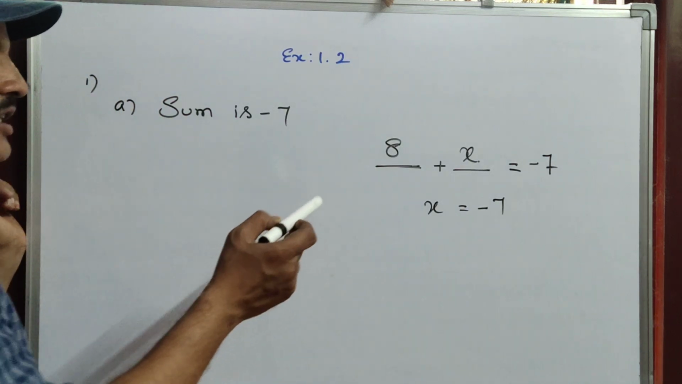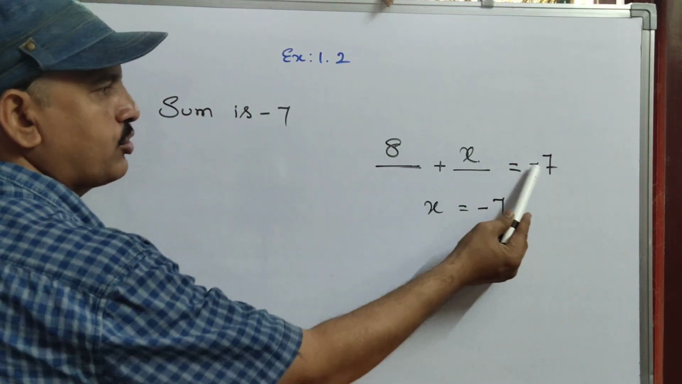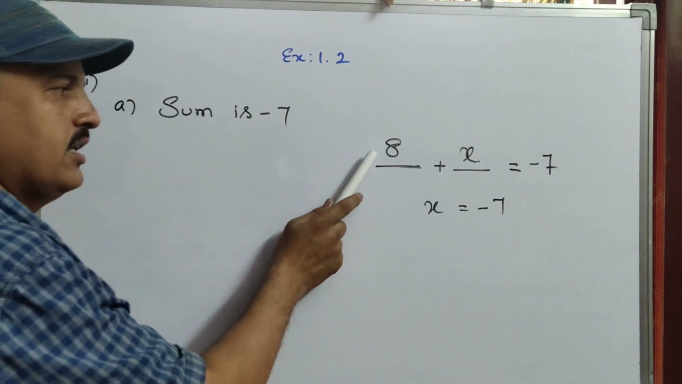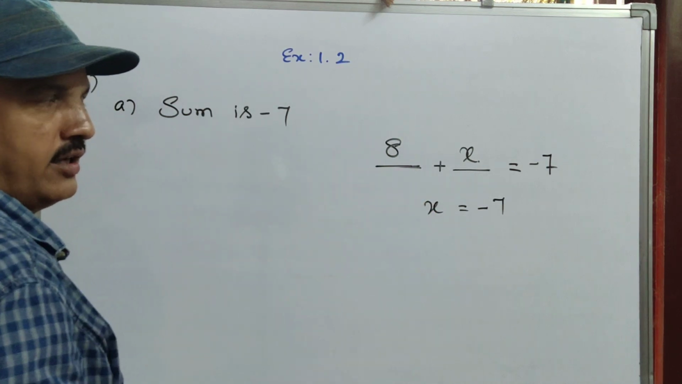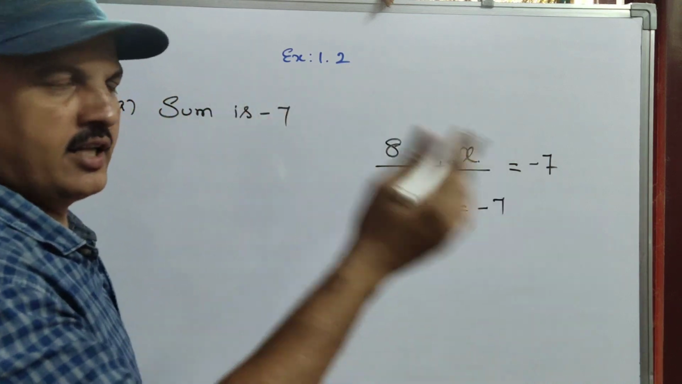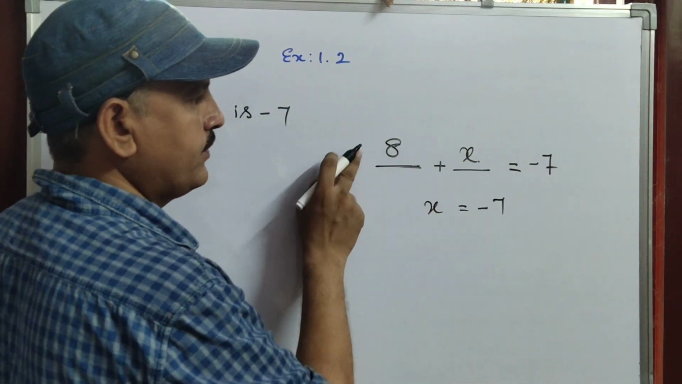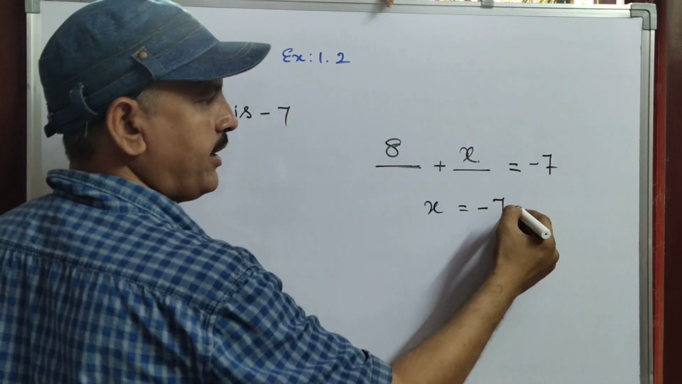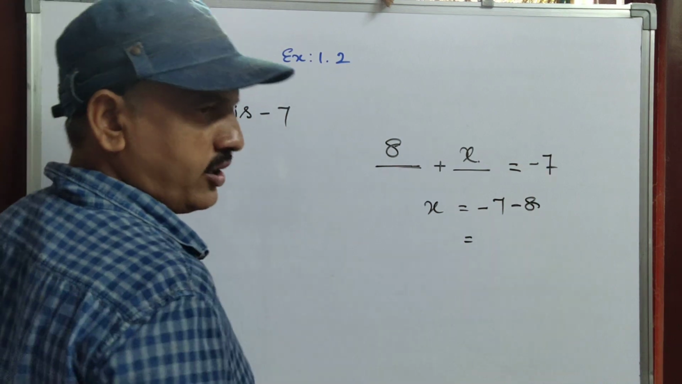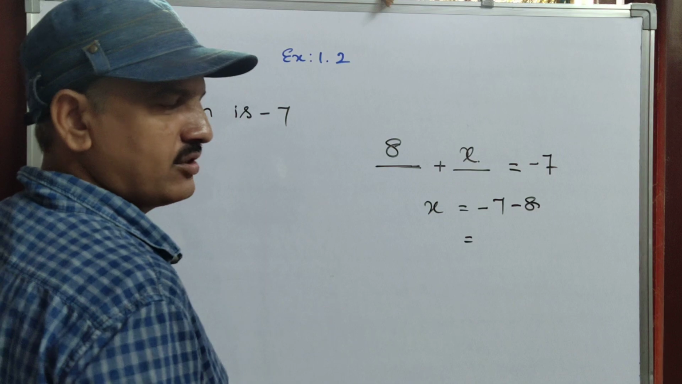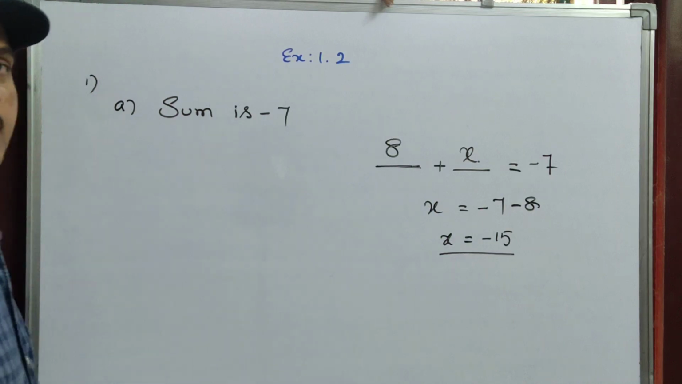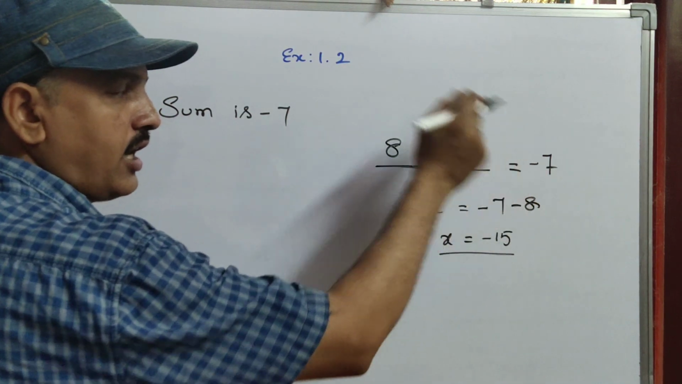See here, as I told you, two numbers when you add should give minus 7. I took one of the numbers as 8. The other number we don't know, and we will find it very easily. Since one number is known, we are finding the other number. So x equals minus 7, this plus 8 goes to that side and becomes minus 8. Now you know two minuses mean addition. So minus 15. So the x value is minus 15.